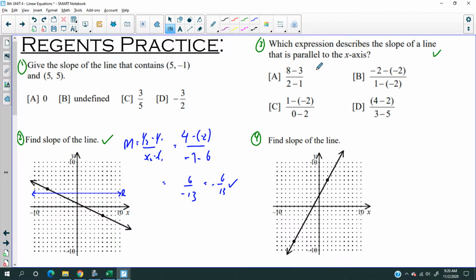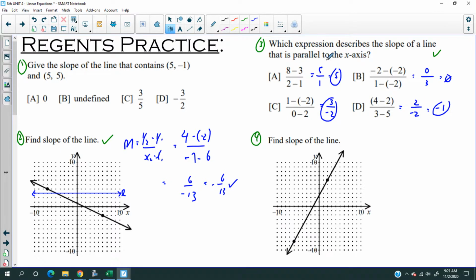Okay, all right, let's do these. So 8 minus 3, that's 5. 2 minus 1, 1, so that's 5, okay. The next one is 0, the slope, okay. So 1 minus negative 2 is 3, negative 2, okay, and this last one is 2 over negative 2, so that's negative 1, right?